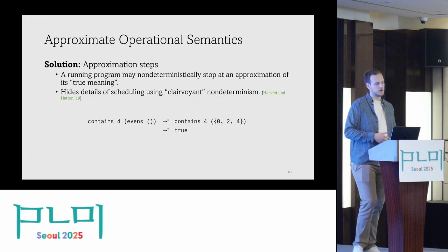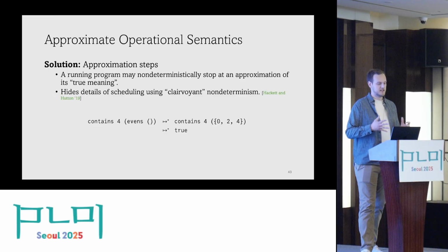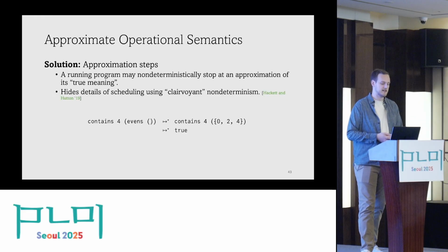And the way that we model this in our operational semantics is that a running program might non-deterministically stop at any given time. And if it does that, it just sort of returns a value that is the approximation of its full meaning. And so this is a clairvoyant kind of non-determinism. In this example, you can see that evens stops after it's produced the first 3 results here, 0, 2, and 4. And that's good because that's all contains really needs. Contains doesn't need a full infinite set to produce the correct answer. It just needs to see the part of the input that contains 4.